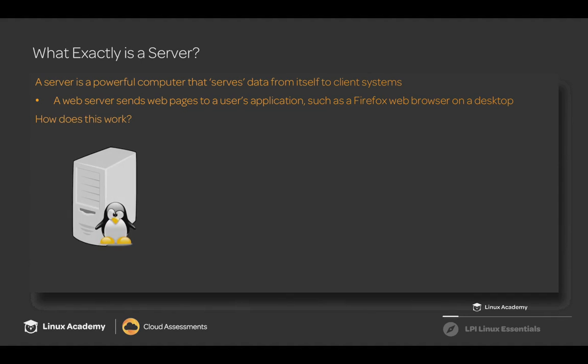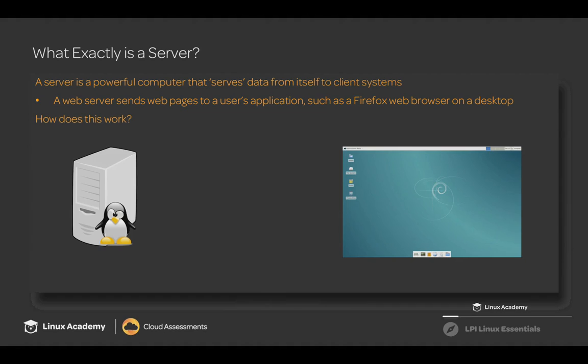On the left, we have a Linux server. On the right, we have a Linux desktop. Each system on a network has an IP address. You can think of an IP address as a telephone number for that particular system. Each service or application that runs on a server listens on a particular network port. Using our telephone number analogy, a port can be likened to an extension for a telephone number.